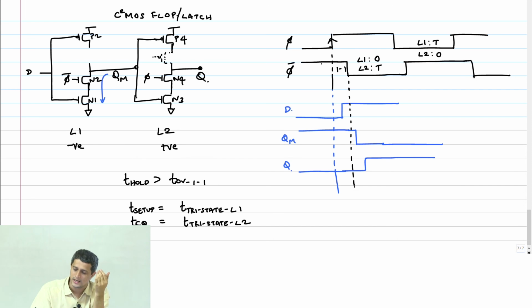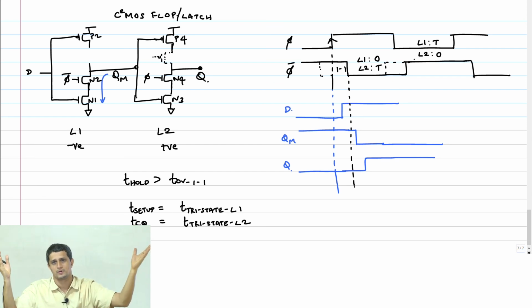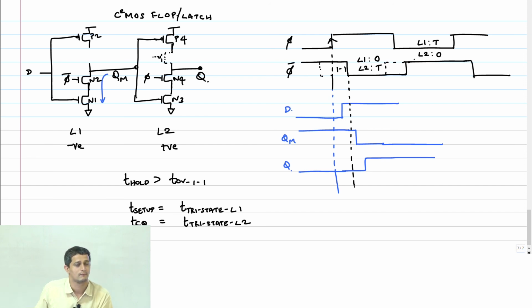By the way, I leave it to you to analyze what happens if clock bar comes early. That could also happen. Clock and clock bar. It doesn't mean that clock bar is always generated from clock. Clock and clock bar may be generated separately and then distributed to the entire chip, which means clock bar could come early also. You never know. So you can analyze that condition on your own and see how that's going to change your analysis.